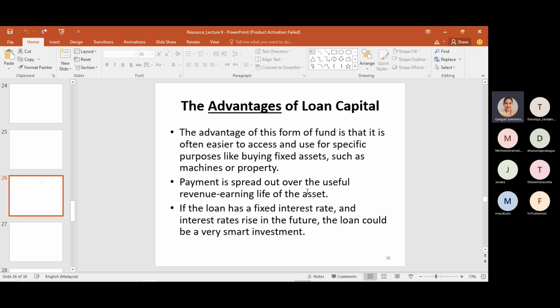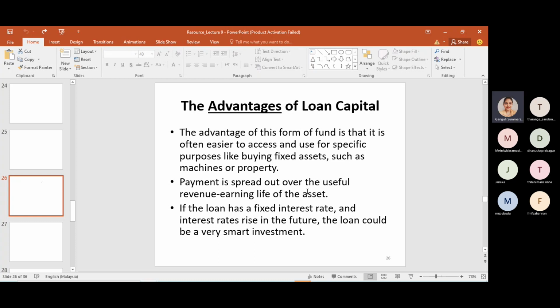And if the loan has a fixed interest rate and the interest rates rise in the future, the loan could be a very smart investment. Let's say you took a loan at a 6% interest rate. Let's suppose that with time this 6% rate increased up to 12%. But then you don't have to worry about that 12% because you took your loan at a 6% rate, right? So you don't have to worry about this increase because that doesn't affect you.